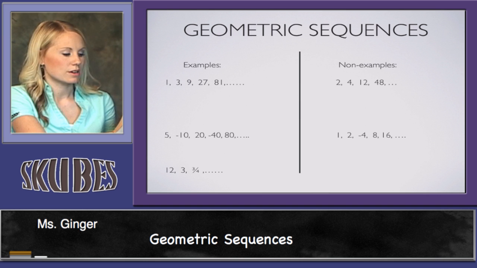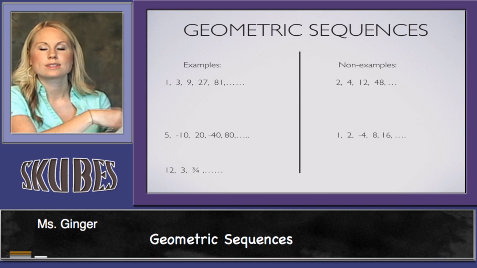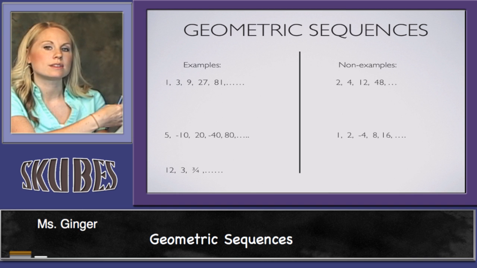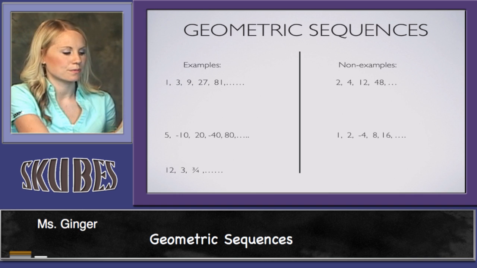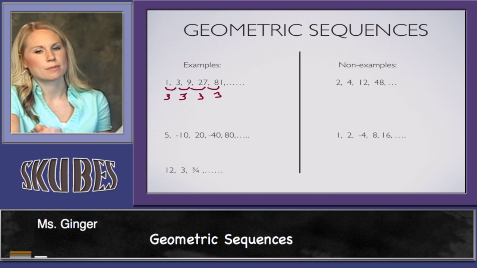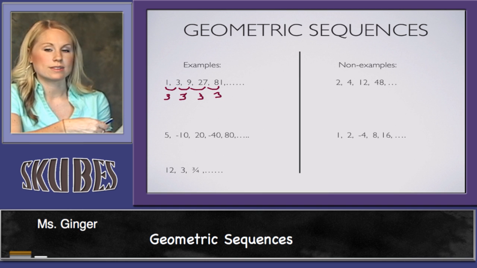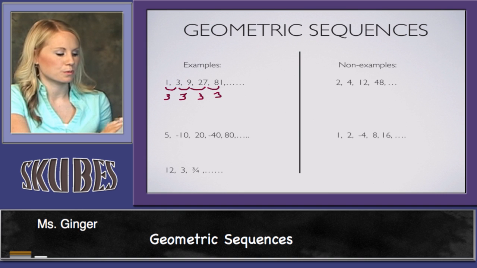All right, so the first one here I see is 1, 3, 9, 27, 81. So you want to scan over from one term to the next and see if you can identify the number that is being multiplied to get to the next term. So 1 to 3, we know that's 3. 3 to 9, also 3. And if you follow along, you will see that each term is being multiplied by 3 to get to the next. So that's why this is a geometric sequence. It's the same common ratio all the way through.